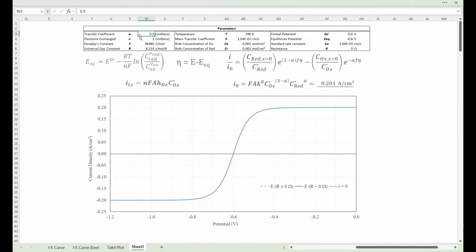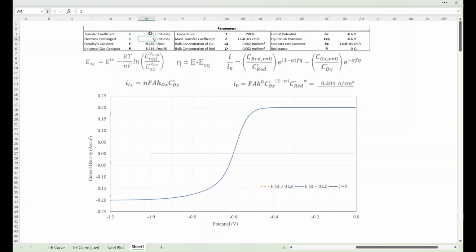Right now we're sitting at 0.5, and our current-over-potential curve looks nice and symmetrical. It just looks like they're flipped over this point here at 0 and negative 0.6 volts, because our equilibrium potential is negative 0.6 volts and our zero current. But what if we decrease that to 0.25? Well, we can now see that it takes us longer to approach our limiting current for our cathodic or reduction reaction. And we got to our oxidizing limiting current a little bit faster on the anodic side.